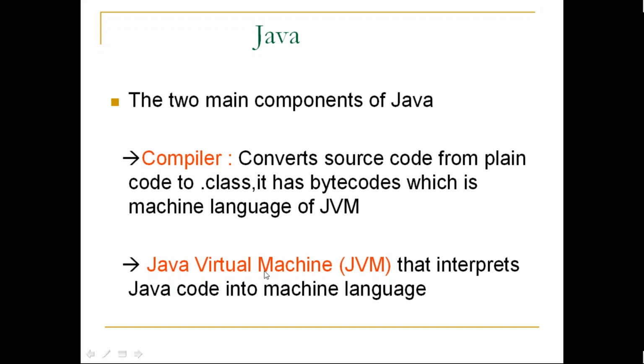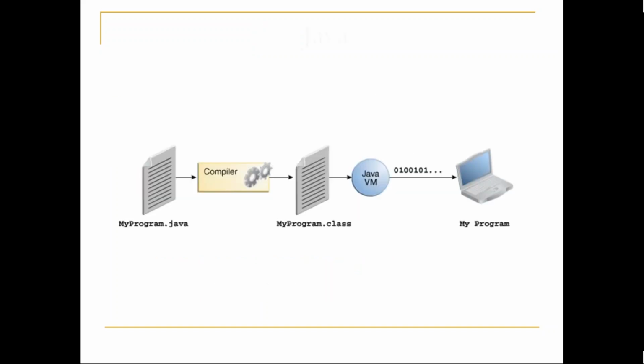What this Java Virtual Machine will do is take that code, process it again, and send it to the actual machine, and that will run the code. For example, if you see here, my program.java. First we'll write the code in the .java file, and then the compiler will take whatever code we have written in the .java and convert it into a .class file.